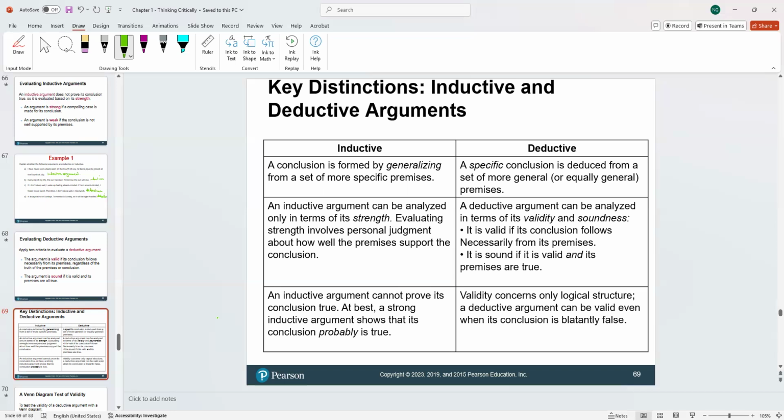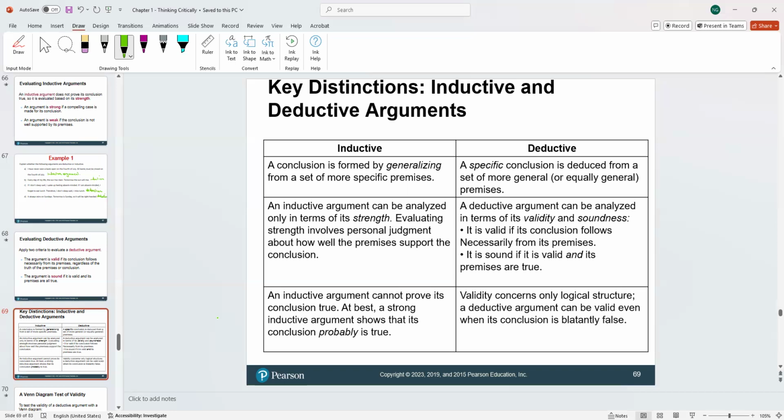But let's see another one of these key distinctions. An inductive argument cannot prove its conclusion true. At best, a strong inductive argument shows that its conclusion is probably true. Remember, I gave you the example of the movie producer. The movie producer said, I'm going to produce the best movie of all time, because my last three movies were very good, but that doesn't mean the next one will be.